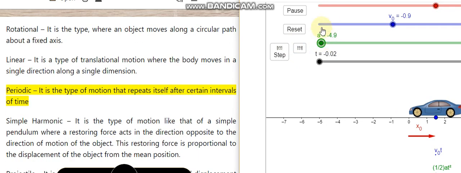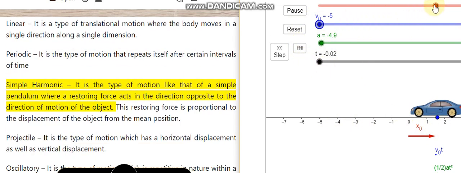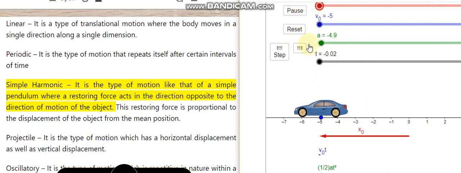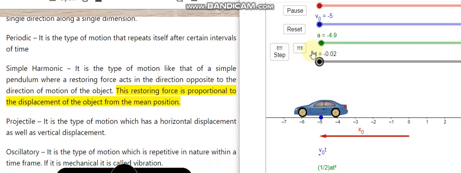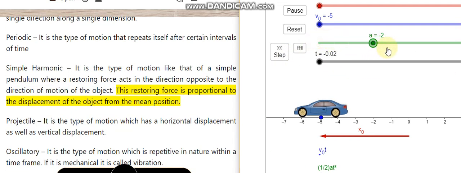Periodic. It is the type of motion that repeats itself after certain intervals of time. Simple harmonic. It is the type of motion like that of a simple pendulum where a restoring force acts in the direction opposite to the direction of motion of the object. This restoring force is proportional to the displacement of the object from the mean position.